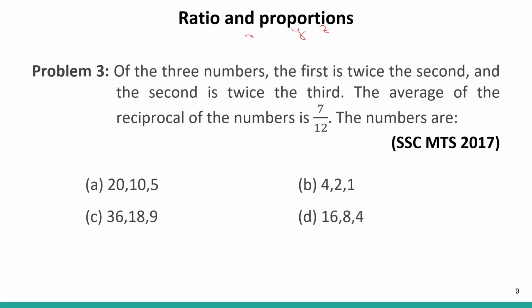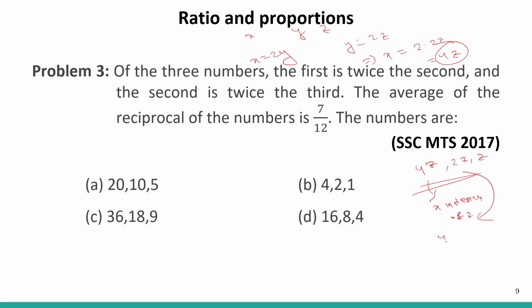Given that of these three numbers, the first is twice the second, so x is equal to 2y, and the second is twice the third, so y is equal to 2z. So this implies that x is equal to 2 into 2z is equal to 4z. Now we can write 4z, 2z and z. That is, we write x in terms of z, y in terms of z, and z is written in terms of z. So the answer will be 4, 2, 1.